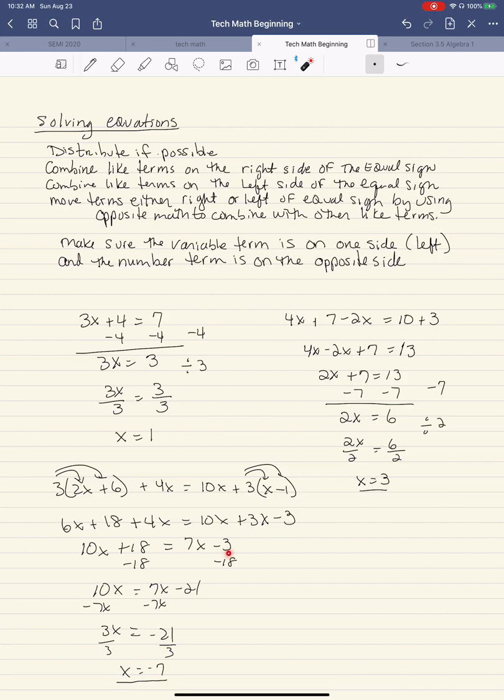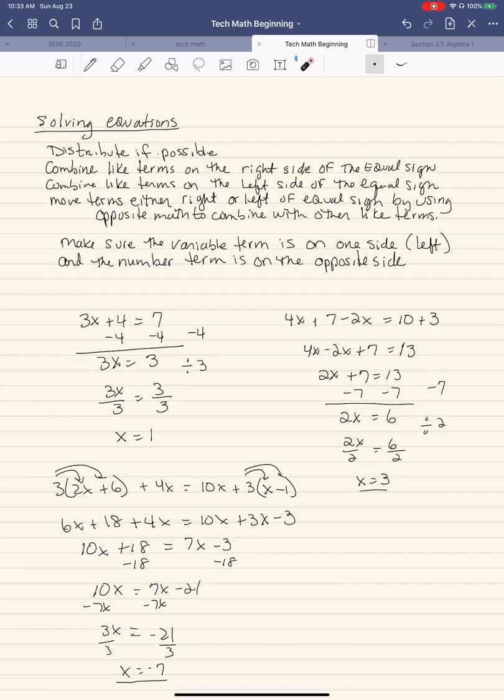The minus 3 transfers down. Now I have a choice. There's 4 terms. I have a 10x, an 18, a 7x, and a negative 3. I could either subtract 10x from both sides. I could subtract 18 from both sides, which is what I did. I could subtract 7x from both sides, or I could add 3 to both sides. So it's really what you want to do first.